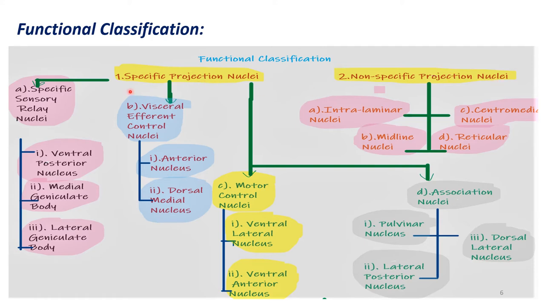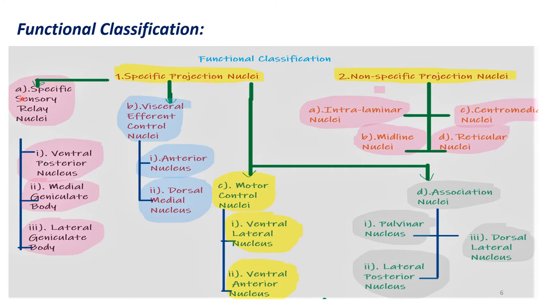The name itself is very clear, that is exactly where the nuclei project: specific projection nuclei, non-specific. They are non-specific, they are not very clear. There is not very much clarity about their projection part, so they are known as non-specific projection nuclei. In the specific projection nuclei, these nuclei are again grouped depending upon their function. They are again grouped into four groups.